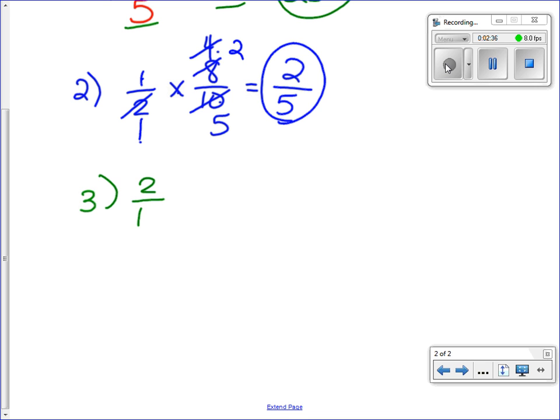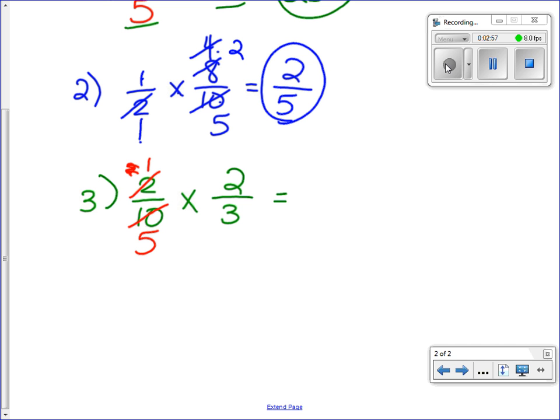is 2/10 times 2/3. In this case, I can cross-cancel a 2 and a 10. Both of these can be divided by 2. 2 divided by 2 is 1. 10 divided by 2 is 5. This is a 1. I can leave it alone.